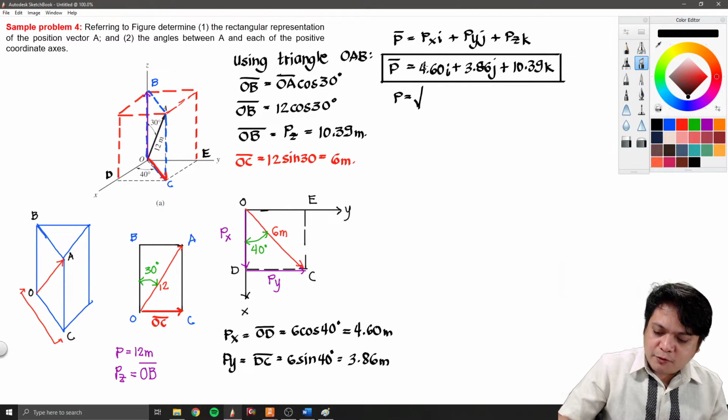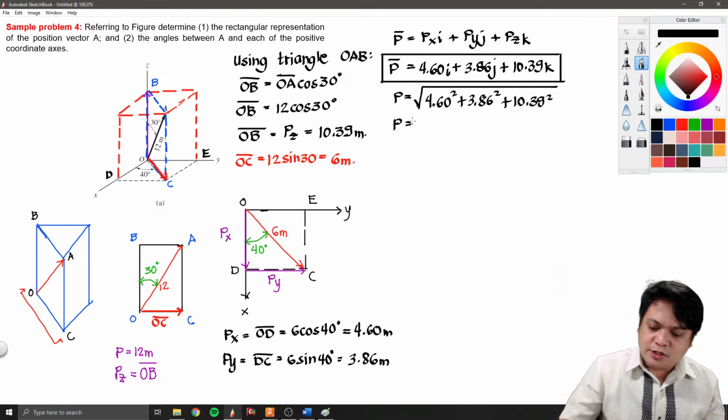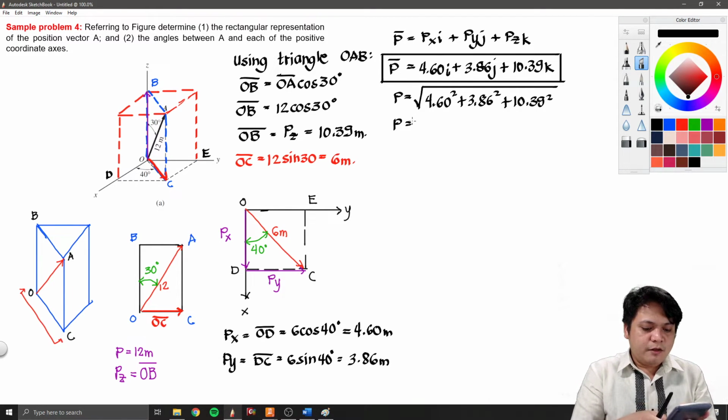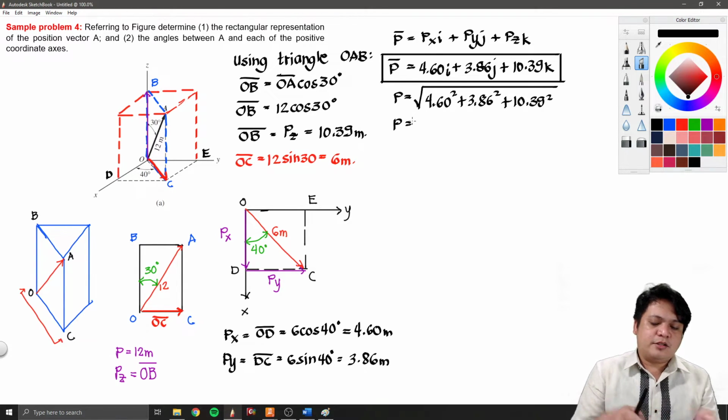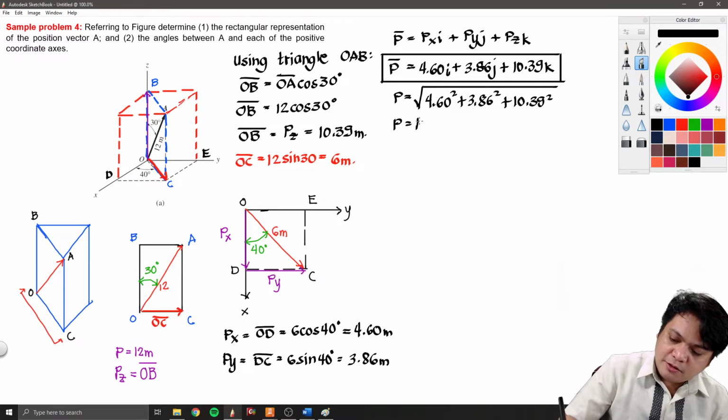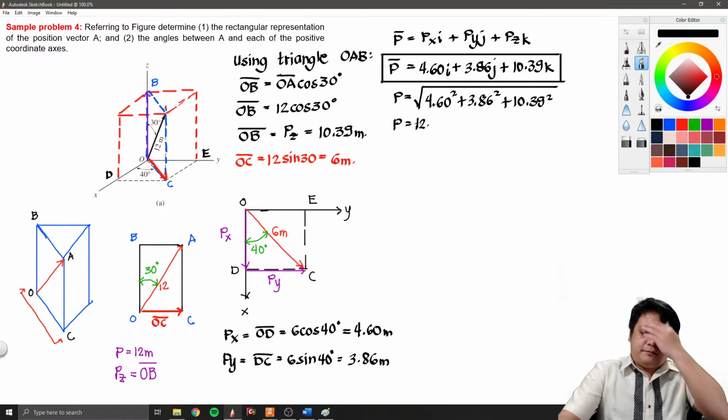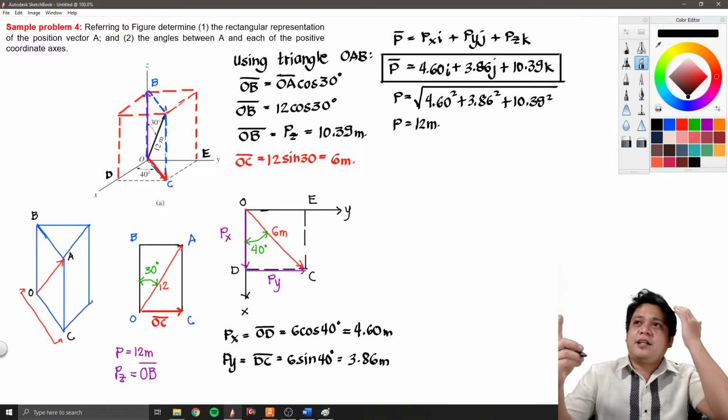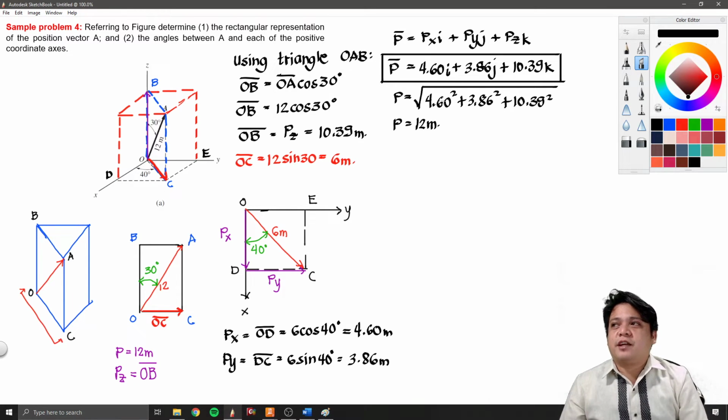Dapat yan equal, of course. So, 4.6 squared plus 3.86 squared plus 10.39 squared. Okay? So, dapat yan, yung maging magnitude niya is of course equal to 12. 4.6 squared plus 3.86 squared plus 10.39 squared. Okay? So it should be 12. So correct. Now, this is now the letter A, which is the position vector.